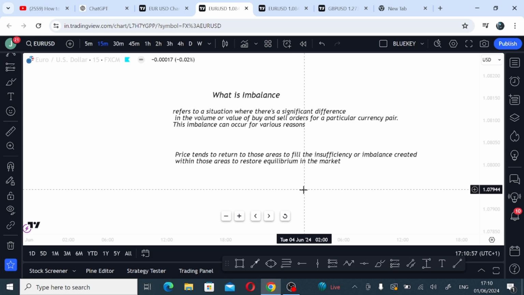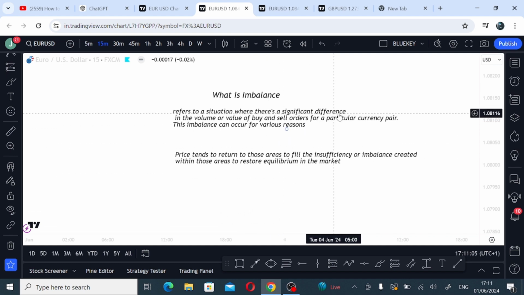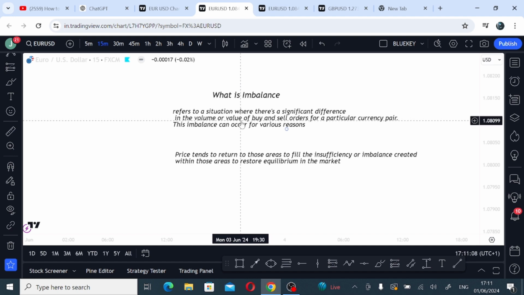All right, so let's begin. What is imbalance? This refers to a situation where there is a significant difference in the volume or value of buy and sell orders in a particular currency pair. This imbalance can occur for various reasons.